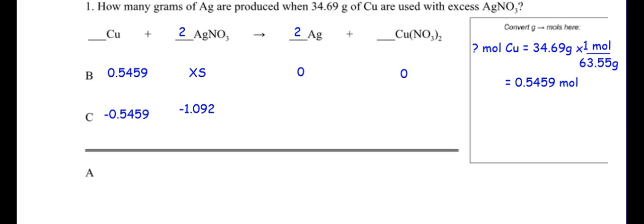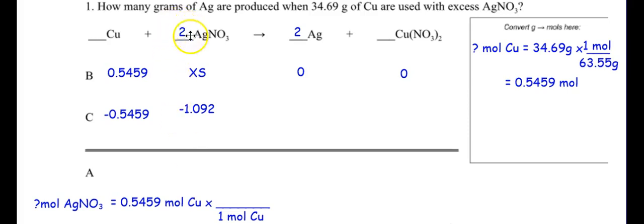All right, let me show you another way. I think this is how Ms. McCauley does it. So she does it by factor labeling. Well, how many moles of silver nitrate do I have with 0.5459 moles of copper? Now, what unit must go on the bottom? 1 mole of copper. What unit must go on top? Well, it needs to be moles of silver nitrate, and that's where this 2 comes in. So I have 2 moles of silver nitrate, and guess what I get? 1.092.